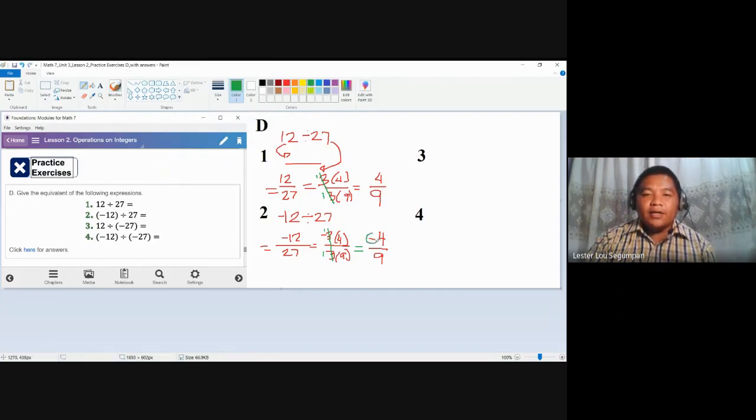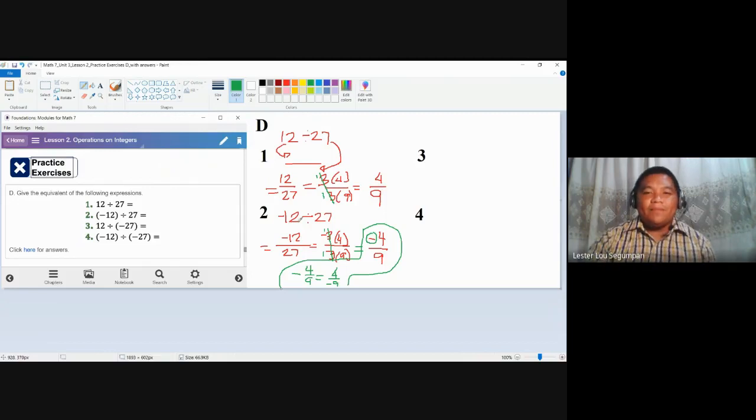Before we proceed to number 3, I would like to emphasize that the negative sign can be placed in 3 different ways. Number 1, it may be placed in the numerator, just like this, negative 4. It may also be placed in the middle of the fraction, which is also acceptable, or you could place the negative in the denominator. All of these 3 are acceptable versions of the answer for number 2.